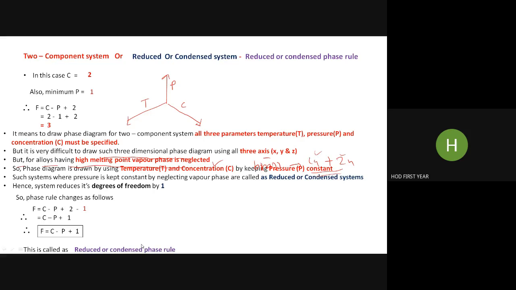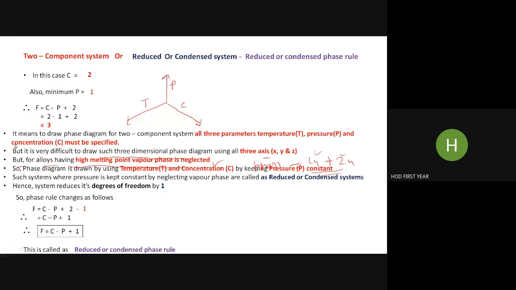There will be a short answer type question like: describe condensed or reduced phase rule, or what are two component systems. So this is the explanation, enough for that. If the question is about a two component system, C is obviously two, and minimum P is 1. So the formula gives F is equal to 3. But if F is equal to 3, we need all three axes to represent three parameters, which is very difficult to draw on two-dimensional paper.